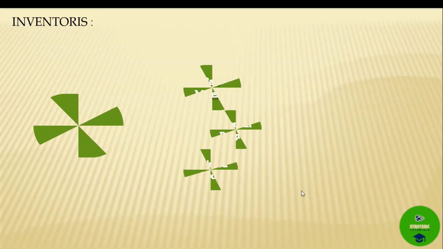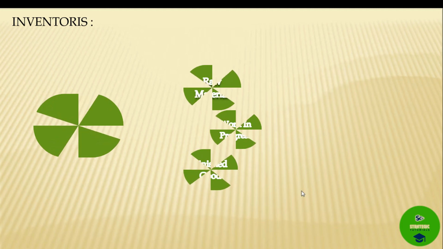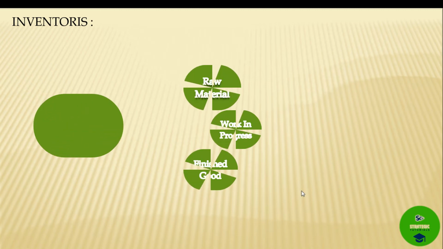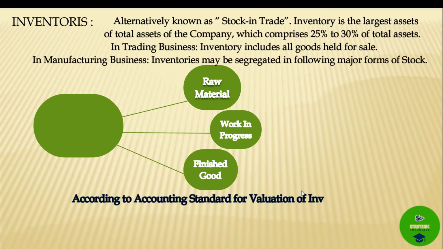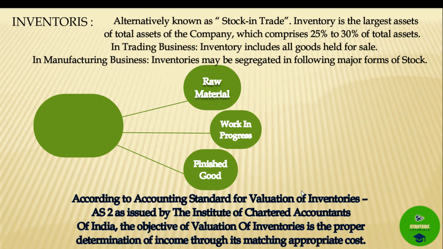So this is the inventory, you see, alternatively known as stock in trade. We are habituated to talk like stock in trade. Inventory is the largest asset of total assets of the company, which comprises 25 to 30% of the total assets. In trading business, inventory includes all goods for sale.